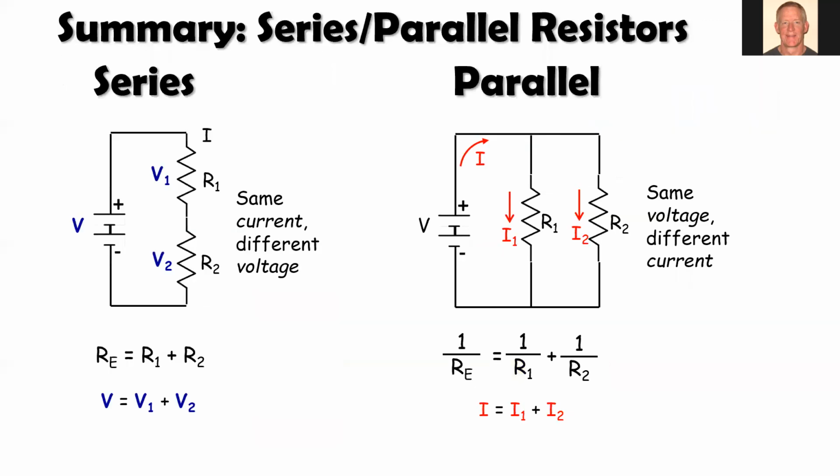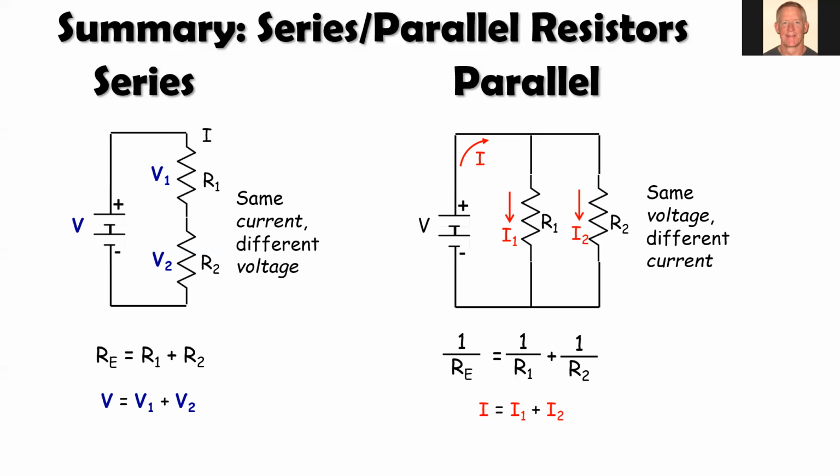All right, so let's summarize the difference between series and parallel resistor circuits. If they're in series, here's the big idea. They have the same current flowing through the resistors, but they have different voltages. And the equivalent resistance is simply adding R1 plus R2 together. And the total voltage increase across the battery is equal to the voltage drop of V1 plus the voltage drop of V2.